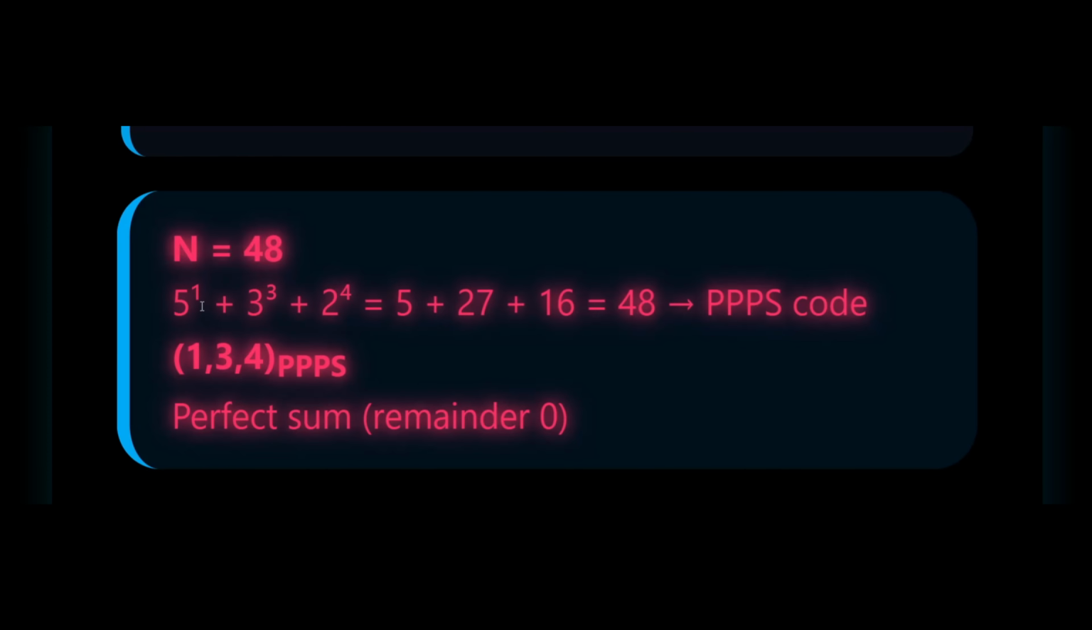So we take the largest prime number and we try to figure out its power first. So 5 to the power 1, 3 cubed, and 2 to the power 4 would give us 48. What 48 is in the base of perfect sum is 134. So we are encoding the information of 48 into 134 using this fixed prime representation.